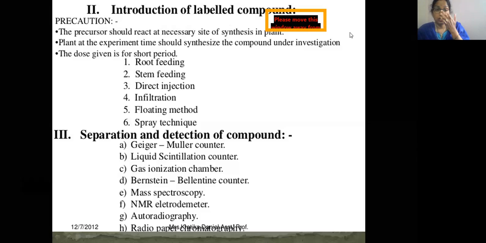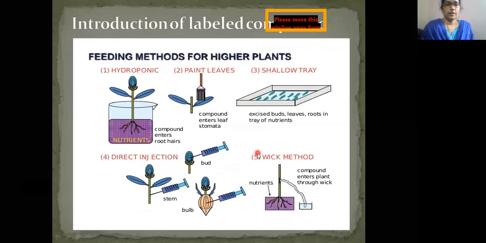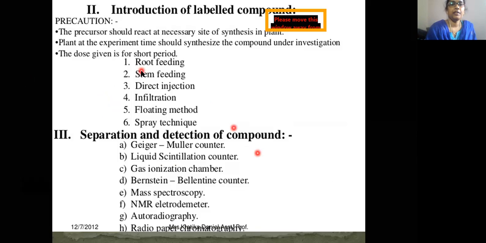So we have different methods. Let us see in detail. After completing this, we will come to this third step. The first one is the root feeding method.